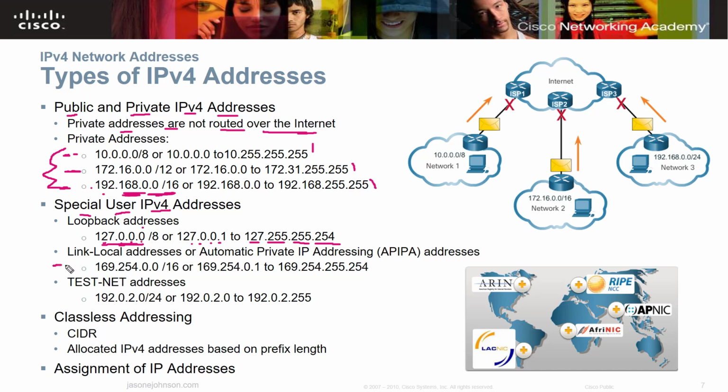You have link local addresses, or what we call APIPA, automatic private IP addressing. That's assigned by the computer automatically if it doesn't pick up a DHCP address, and if it doesn't have a manual address put in there, it will assign one automatically in this range right here, 169.254.0.1 up to 169.254.255.254.